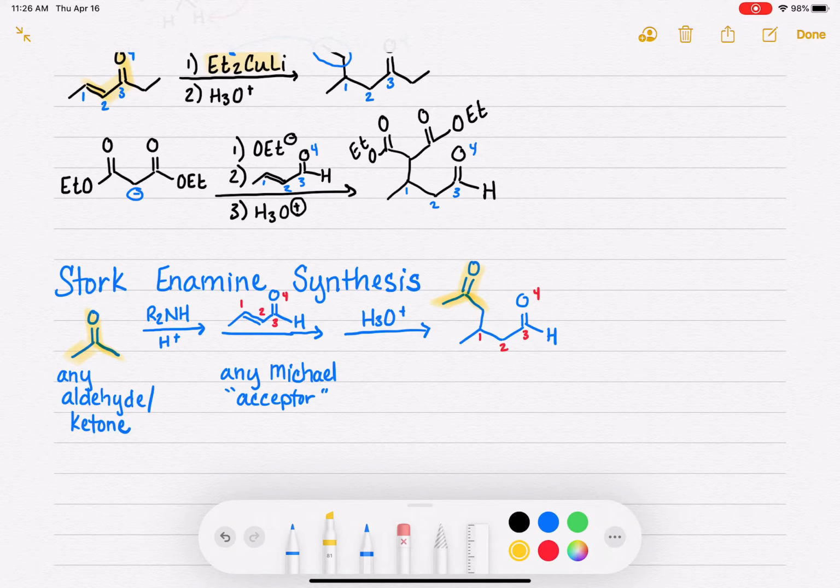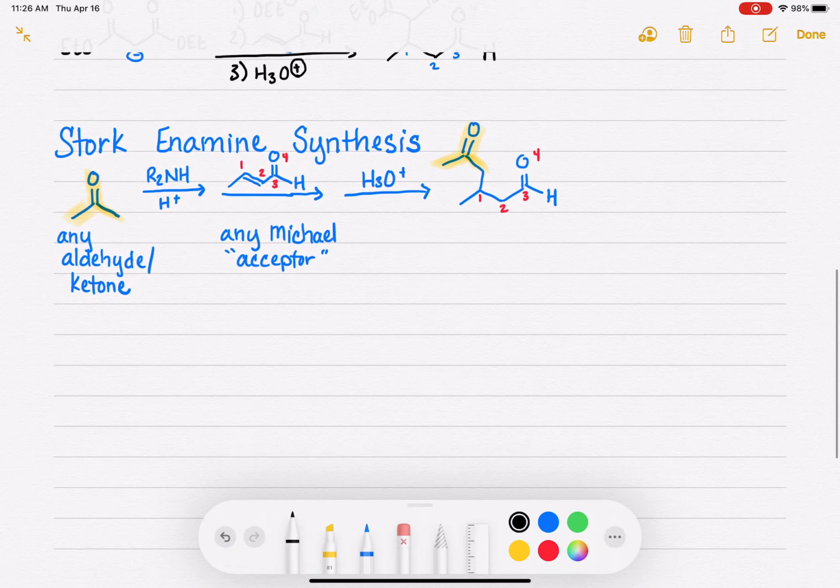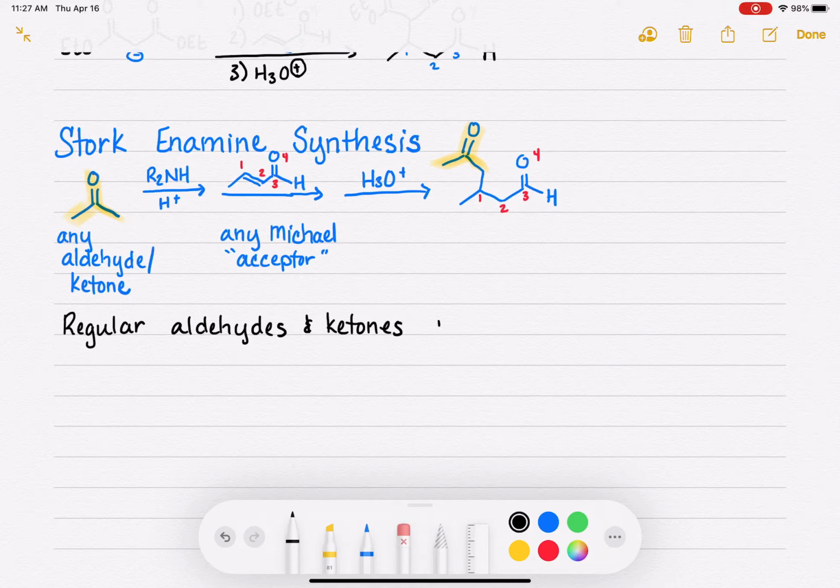So the reason that we would use a Stork enamine synthesis instead of a traditional Michael reaction is simply that we can't use regular aldehydes or ketones in the Michael reaction. Regular aldehydes and ketones cannot be used in the Michael reaction just as is, because they are too reactive.